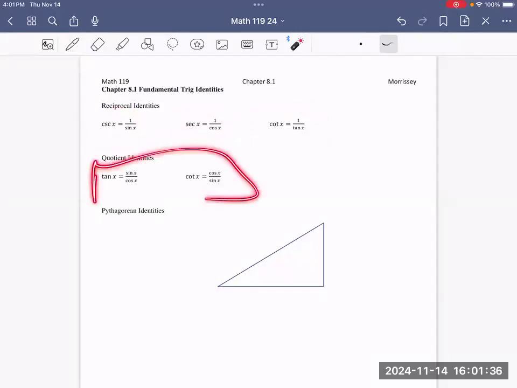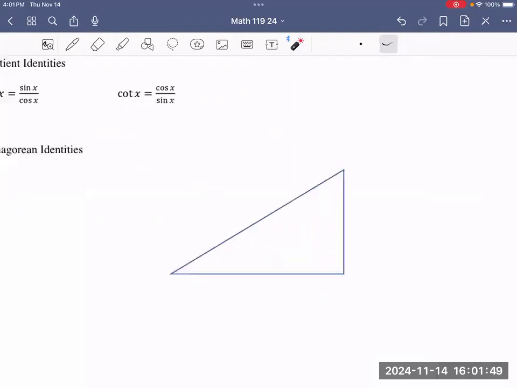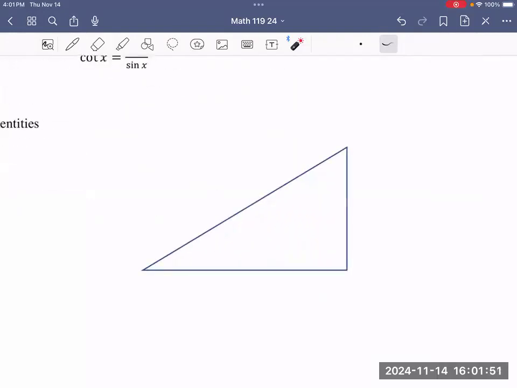We also know some quotient identities, so tangent is equal to sine over cosine, and cotangent is equal to cosine over sine. So now when we talk about Pythagorean identities, there are 3. So keep in mind on your unit circle, we have your hypotenuse here with a radius equal to 1. So in our case, because this is your hypotenuse, this is equal to c.